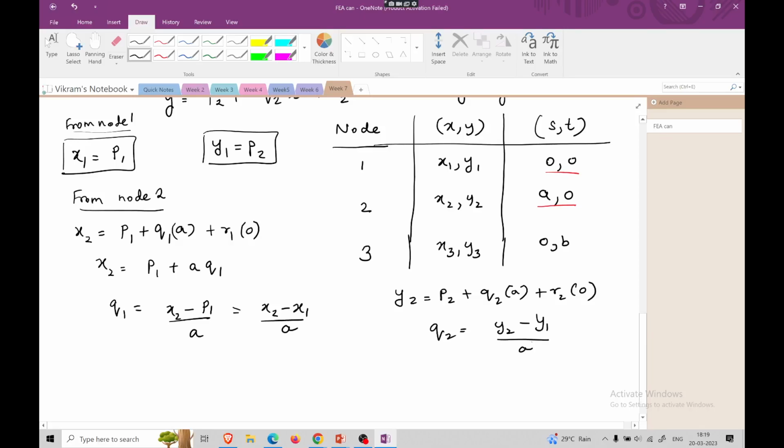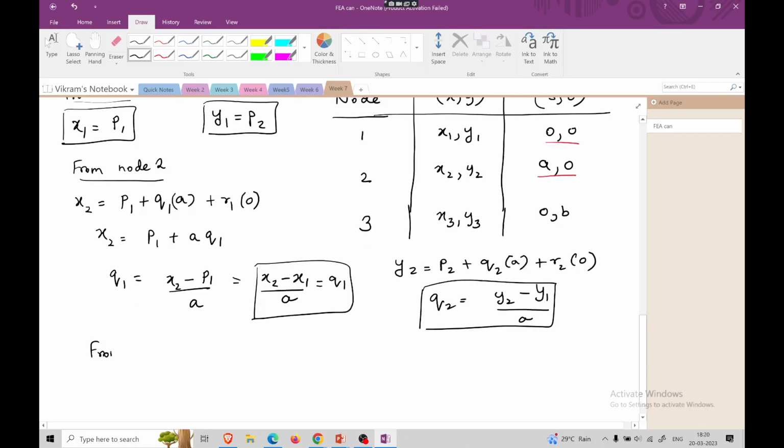For that we have to substitute the value of the node 3 coordinates. So from node 3, my x3 is equal to p1 plus q1 times c. This is not 0 comma b, this will be c comma b. I am substituting this point, plus r1 times b.